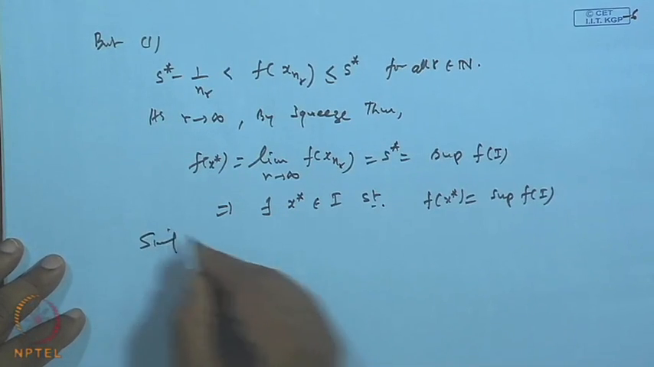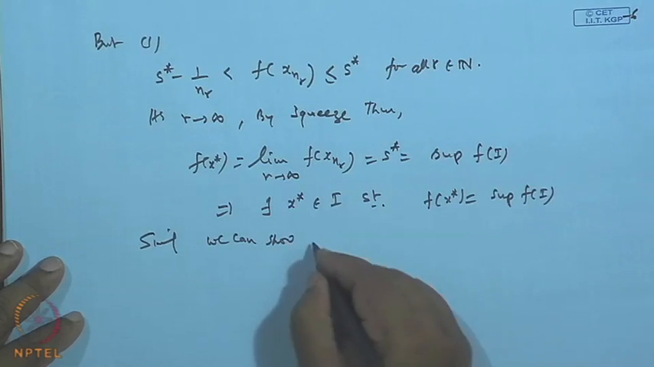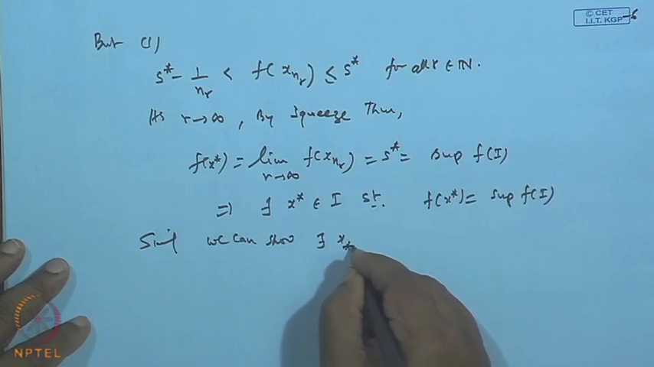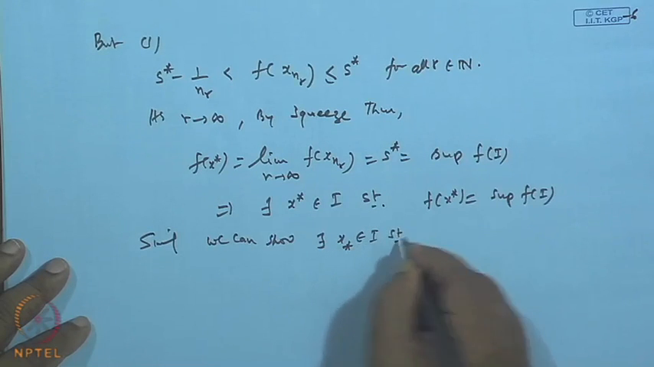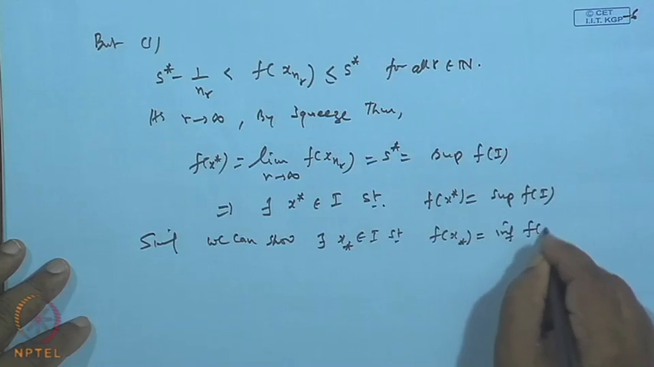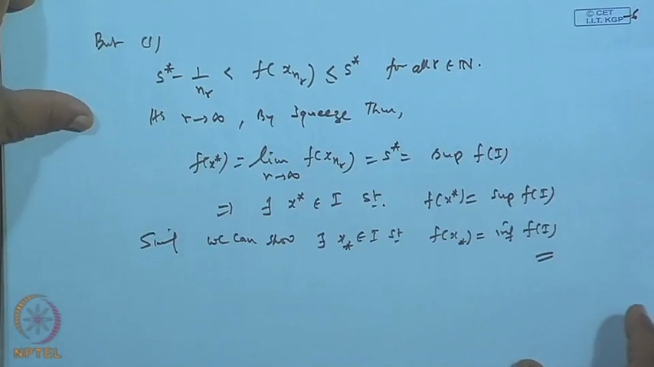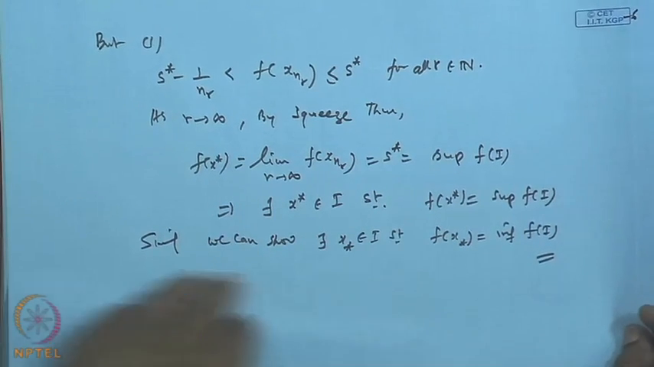Similarly, we can show that there exists an x double star in I such that f of x double star is the infimum of f of I, and this completes the proof for this. Okay. So, this is another result.